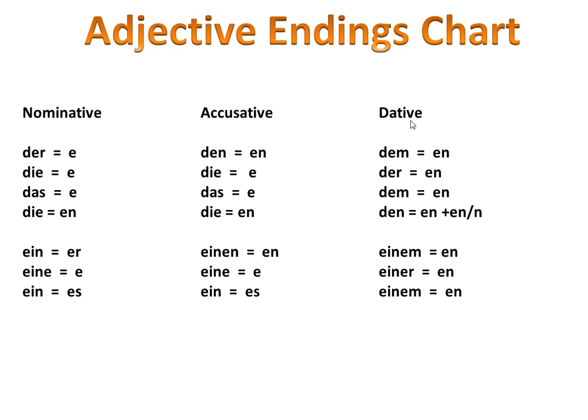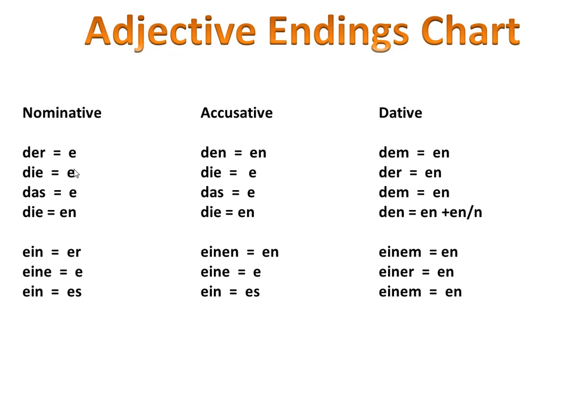The dative will have the der or masculine words changing to dem, die words to der, das words to dem, but you'll notice that the ending on the adjective is always en. When you get to the dative plural, the article will change to den, the adjective will end in en, and the noun itself will end in an n or en.